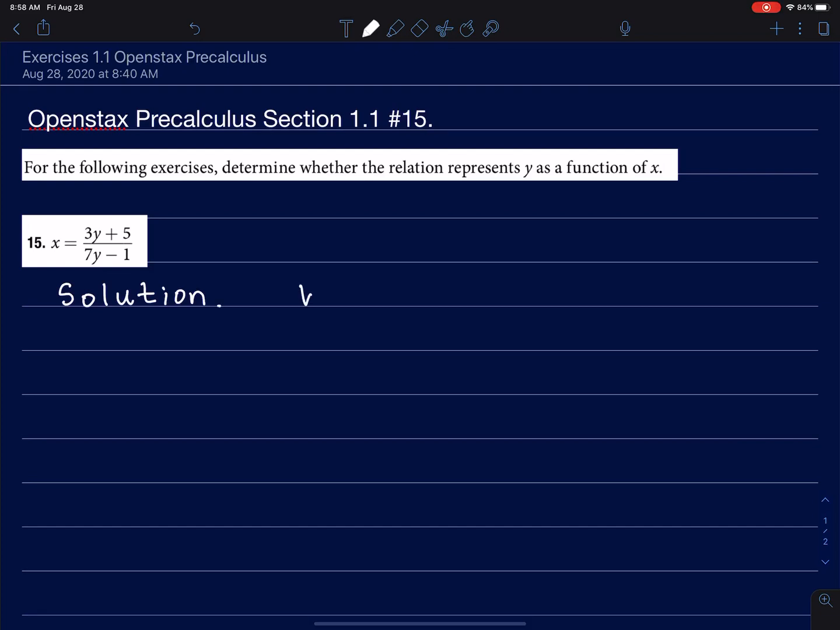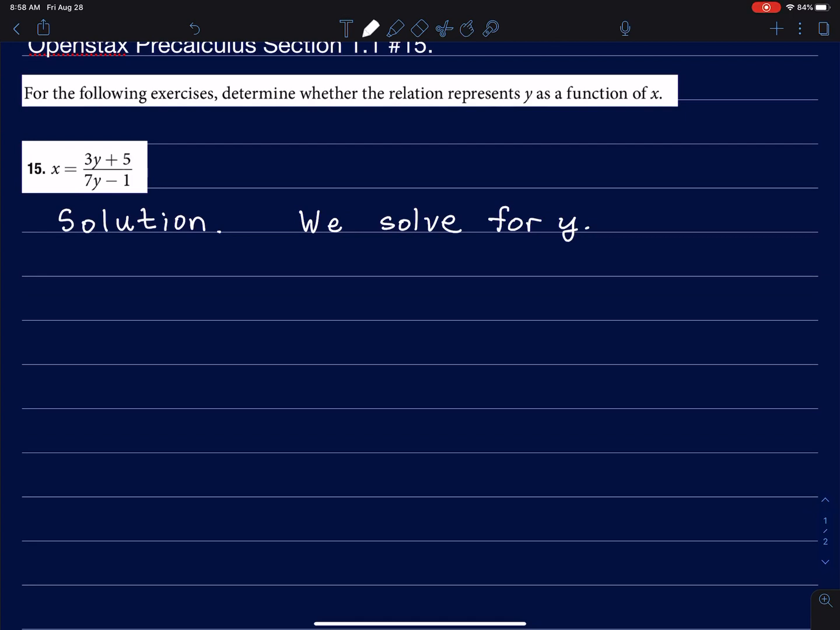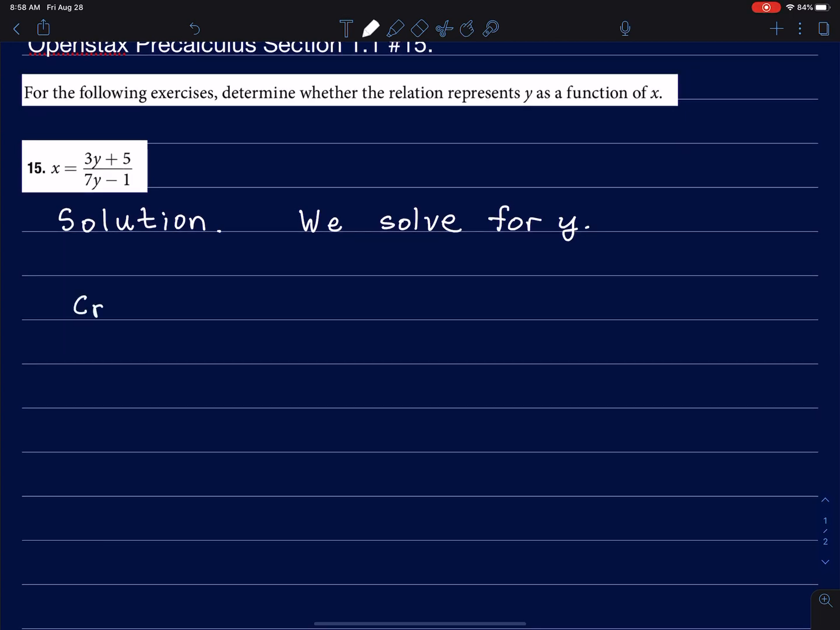So we solve for y, which means we want y on the left-hand side and x with a bunch of numbers on the right-hand side. So I am first going to cross multiply.